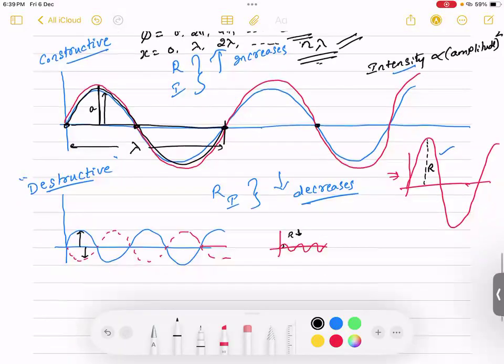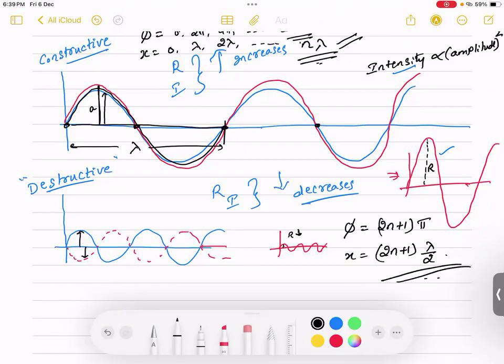So for destructive interference, similarly, the phase difference should be equal to (2n plus 1) into pi. Path difference should be equal to (2n plus 1) into lambda by 2. Please remember this. They may ask for 1 mark, students. What is the condition for the phase difference and the path difference?